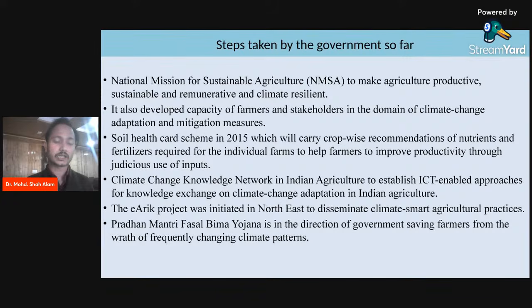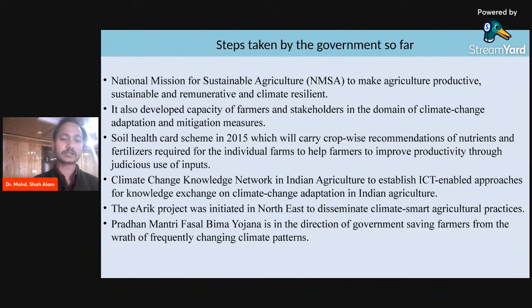Next is the Soil Health Card scheme. It started in 2015, and it carries crop-wise recommendations of nutrients and fertilizer required for the individual farmer, which will improve productivity through judicious use of inputs. With the help of the soil health card, we can know which nutrients or micronutrients are deficient in our soil, and we can apply those nutrients to the soil to increase our productivity. We can also use our fertilizer in a very judicious way. We will not waste any kind of fertilizer in the soil, which would harm the groundwater or nearby water sources.